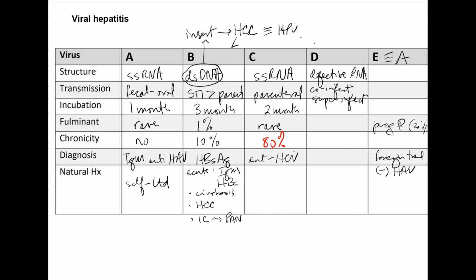The natural history is the same as hepatitis B. It can form cirrhosis. It can develop hepatocellular carcinoma. And it has immune complex diseases of glomerulonephritis and cryoglobulinemia. So this then forms the foundational ideas of the viral hepatitis.